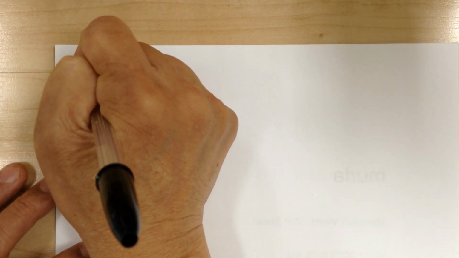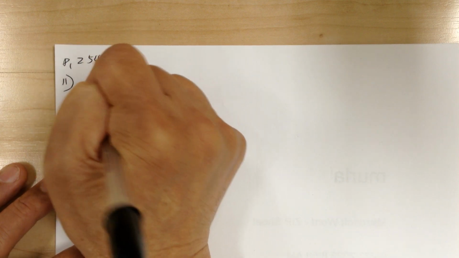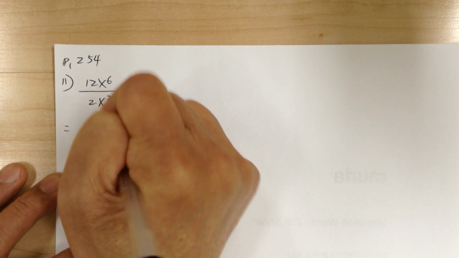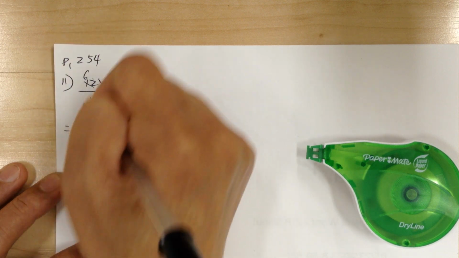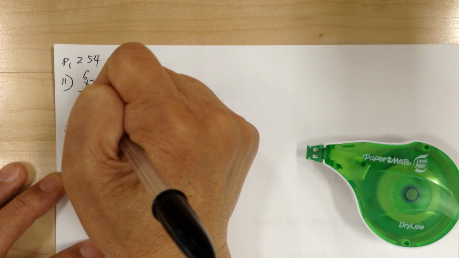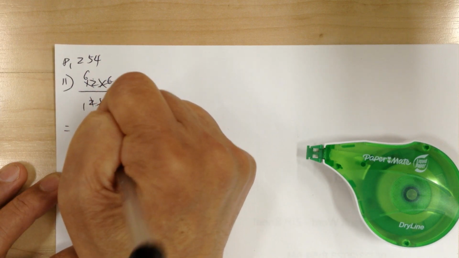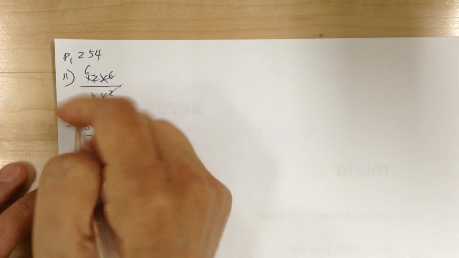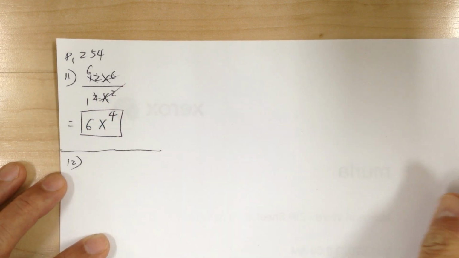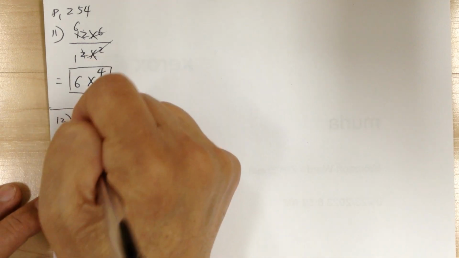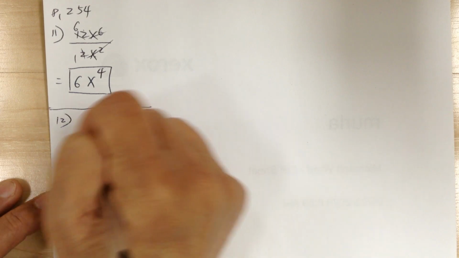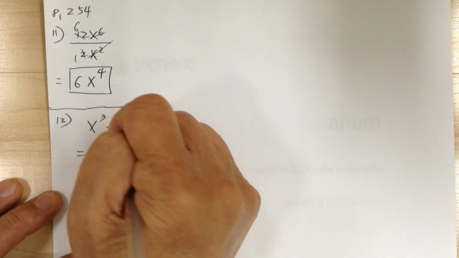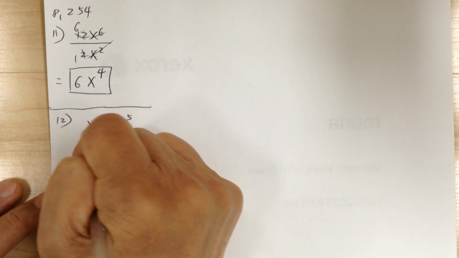Okay, number 11, you have 12x to the 6 over 2x squared. Okay, so actually this one will not have any more fraction. So this one you can divide by 2, so you get 1 and 6. And x to the 6 divided by x to the 2, you subtract, so you're going to get x to the 4. Okay, and that would be your answer. Okay, number 12. You have x to the 3 times x to the 5. So use a product rule. So when you multiply, you have to add the exponents, will be x to the 8, and that's it.